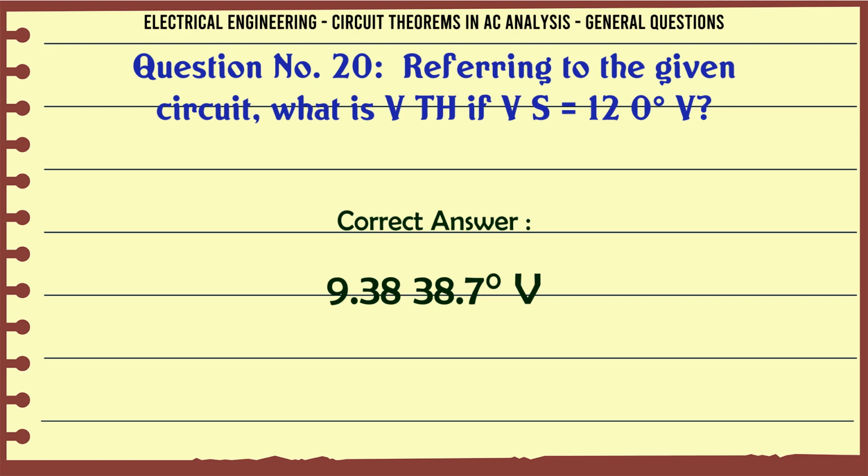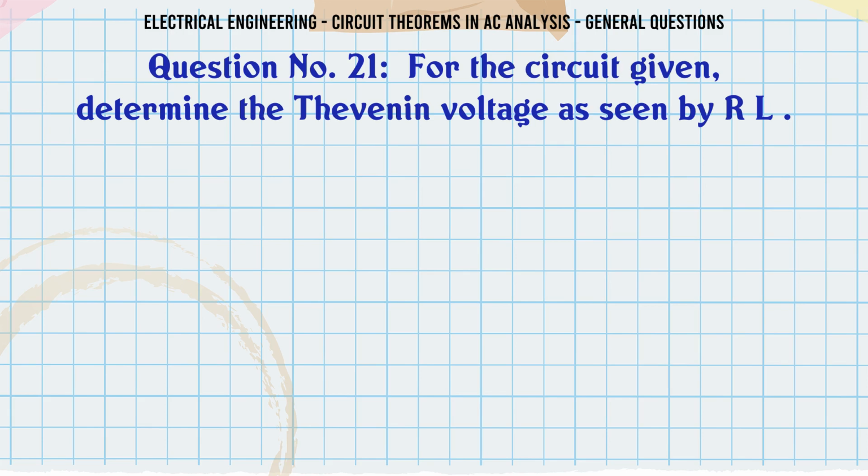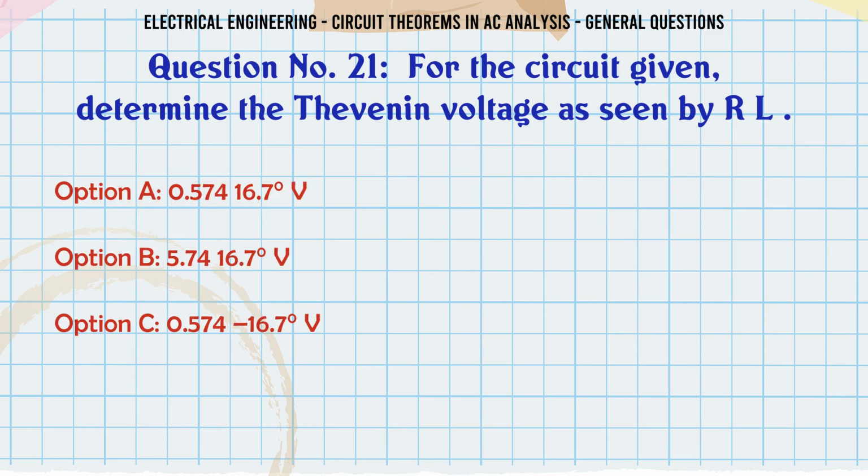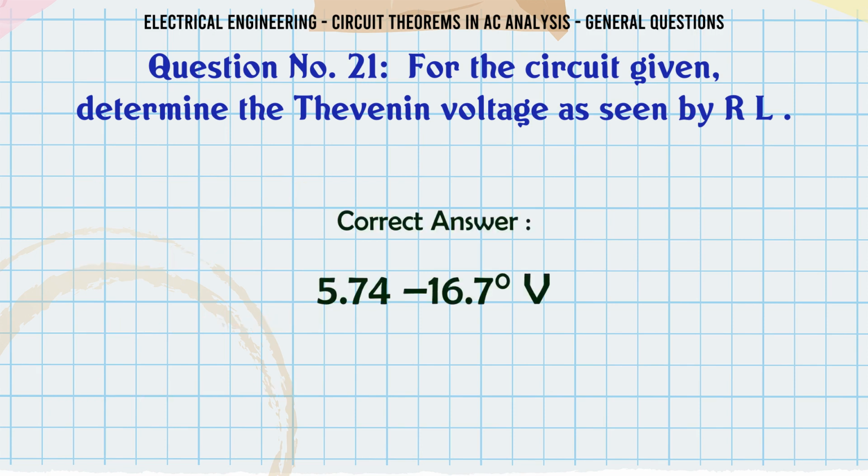For the circuit given, determine the Thevenin voltage as seen by RL. A: 0.574 V. B: 5.74 V. C: 0.574 V. D: 5.74 V. The correct answer is 5.74 V.